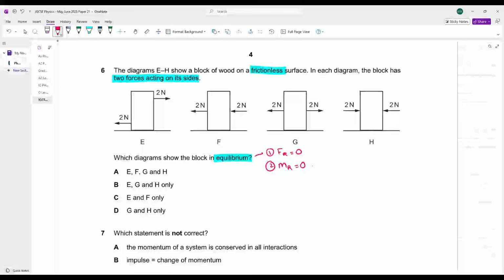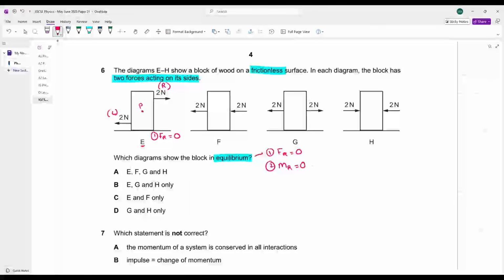Okay, let's take diagram E. Can you realize that this middle point is your pivot? Your force on the right is 2 Newton, your force on the left is 2 Newton. Resultant force becomes 0. बेटा अगर राइट पे 2 न्यूटन की फोर्स लग रही है, लेफ्ट पे 2 न्यूटन की फोर्स लग रही है, रिजल्टेंट फोर्स 0 हो जाएगी, because राइट पे भी 2 लग रही है, लेफ्ट पे भी 2 लग रही है, they will cancel out.